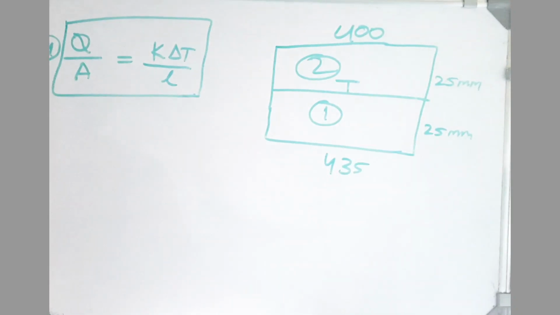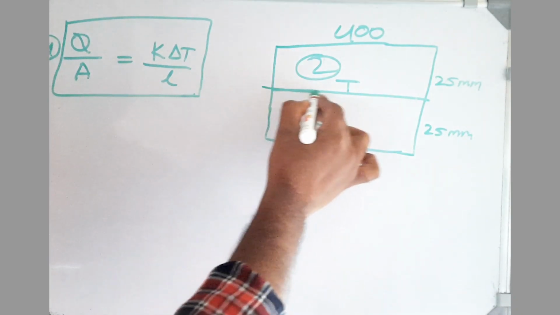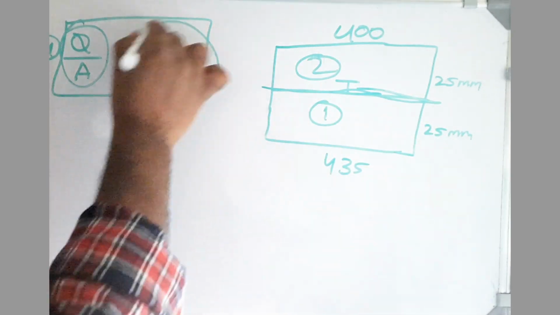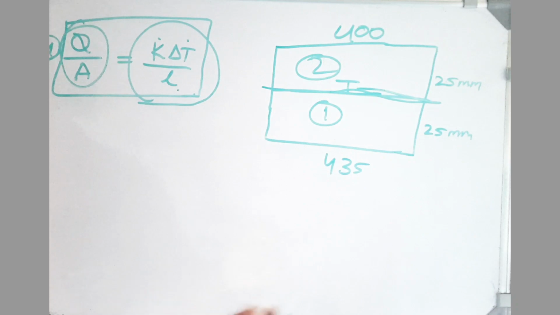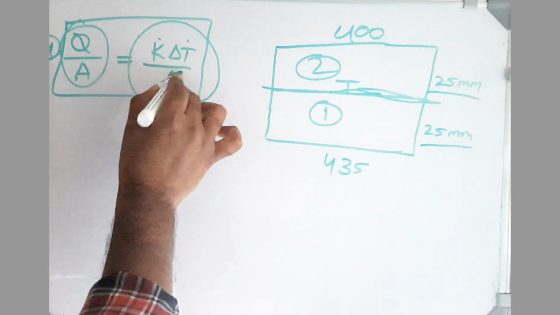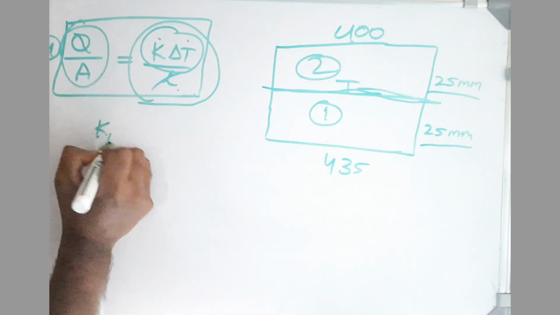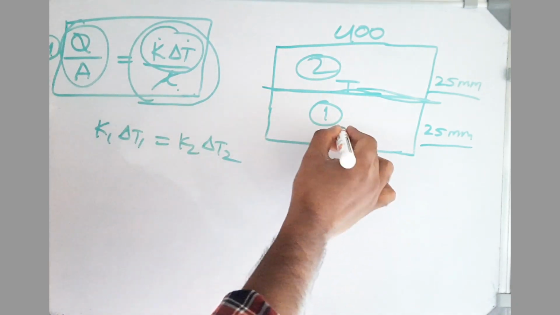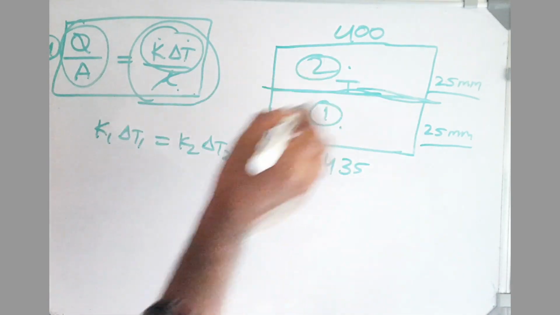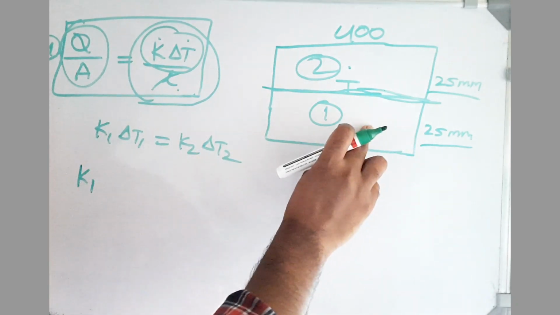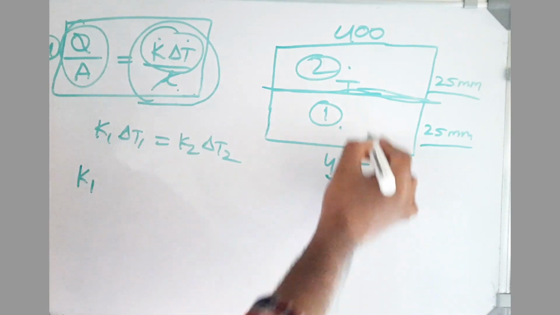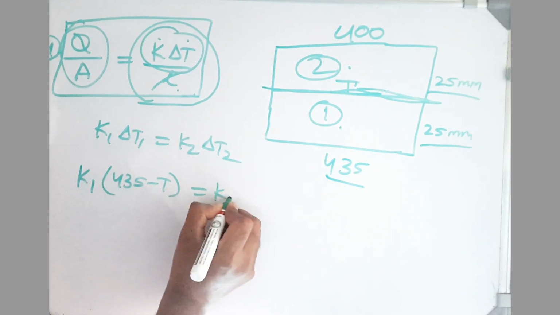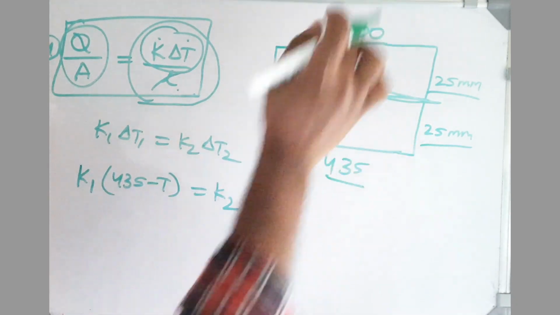Friends, for question number 54, we need to find the temperature at the interface. Since both are connected in series, heat flow rate through these two is the same. So K delta T by L is the same. Here the thickness is also the same, so we can ignore this as well, which means K1 delta T1 is equal to K2 delta T2. This is material 1, this is material 2. So K1 of this material into delta T1 is 435 minus T. And similarly, K2 delta T2 is T minus 400.